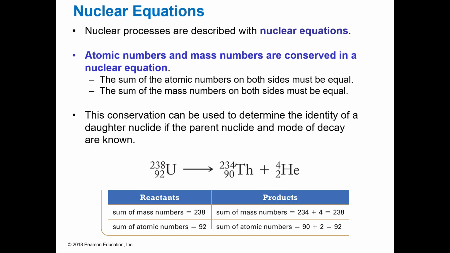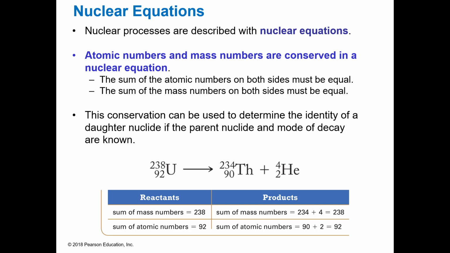So obviously these are reactions, so we're going to use nuclear equations to describe them. Atomic numbers and mass numbers are conserved in the nuclear equation. That is, you must have the same number of mass numbers and the same number of atomic numbers on both sides of the arrow. And so you have to conserve matter. This is how you determine the identity of the daughter nuclide, because when you know the mode of decay, you're going to figure out what you're going to have left over.